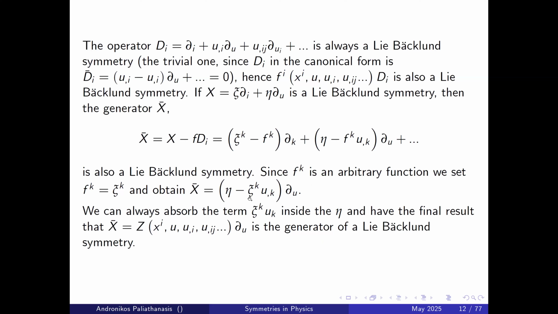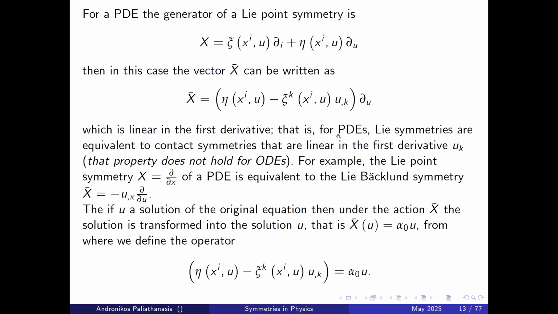So in this case, we reduce the problem of the number of dependent variables. It means that we can always absorb the term inside the eta, and the final result is the generator of the Lie-Backlund symmetry. So that is a nice observation in the case of PDEs. Since we have this point symmetry, we can write it in terms of canonical form in this form, which is a Lie-Backlund symmetry of first order. So this property holds only for PDEs and not for ODEs.